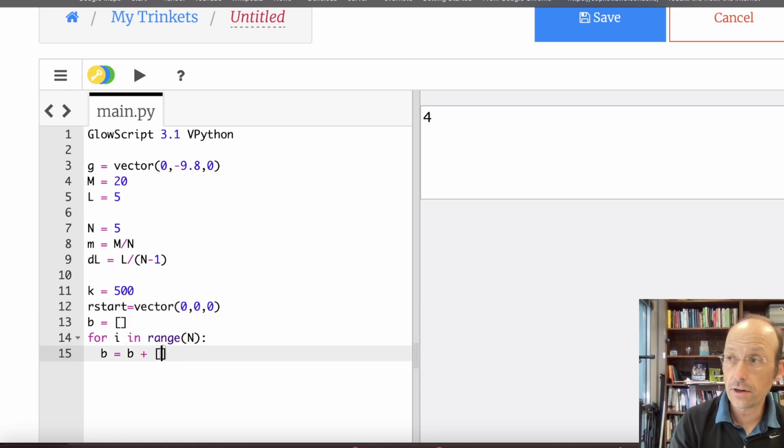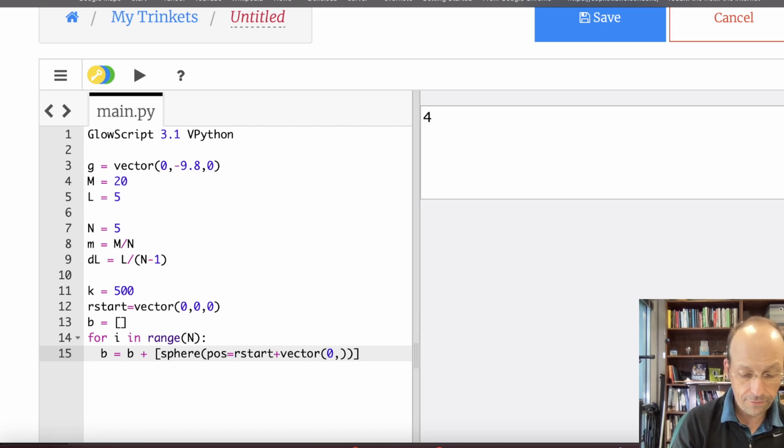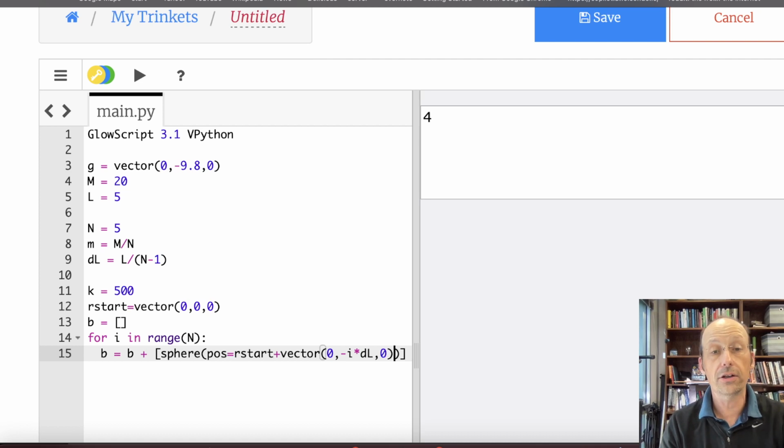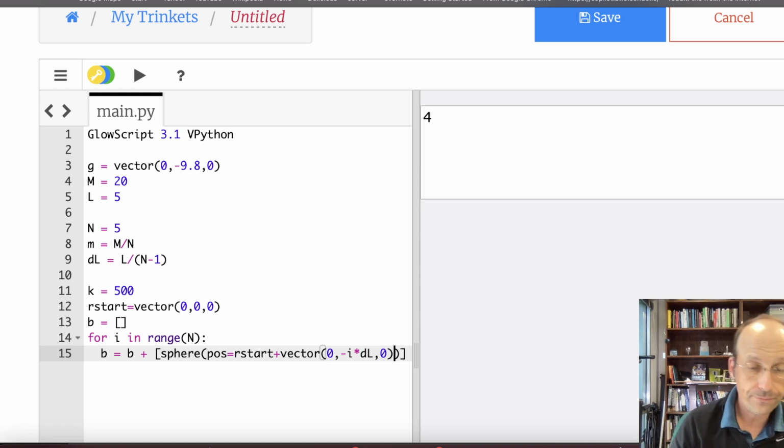So I'm going to add a sphere to this list. I can make a list of spheres. Sphere, the position is going to be equal to r start plus the vector 0, negative i times dl, 0. And so think about what that does. That first i is 0, right? So I'm going to be multiplying 0 times that length, and I'm going to add it to 0. So my first ball is going to be at r start. My second ball, I'm going to move it down a distance dl. The second one, I'm going to be moving it down 2 dl, and so forth.